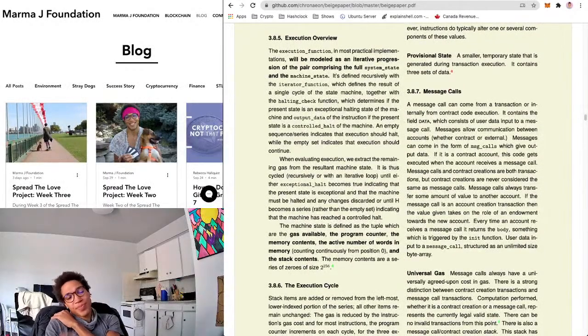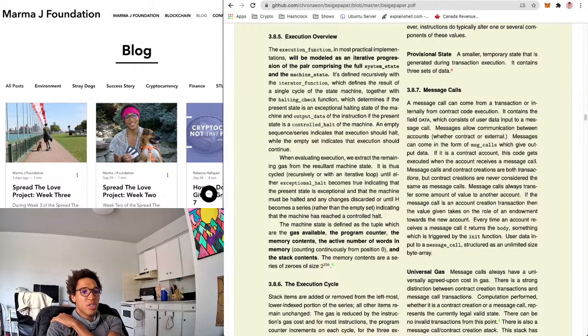Message calls. So I think real contracts. A message call can come from a transaction or internally from contract code execution. It contains the field data, which consists of user data input to a message call. Messages allow communication between accounts, whether contract or external. Okay, so we get a message call to an external account. Messages can come in the form of message calls, which give output data. If it is a contract account, this code gets executed when the account receives a message call.